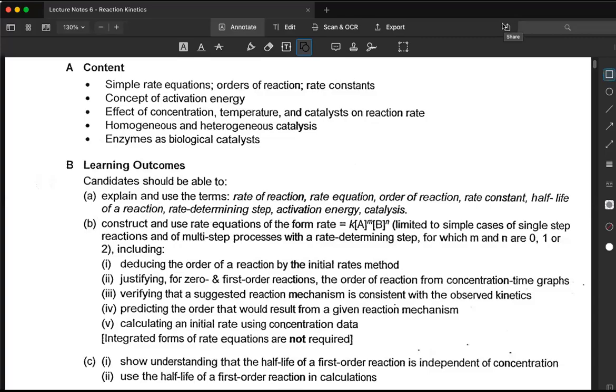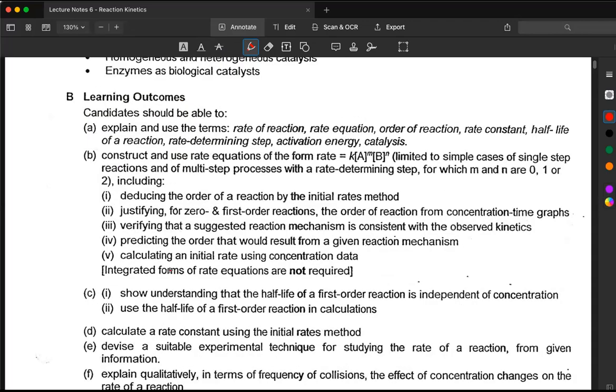Hello everyone. Today's lesson is going to be very long because this is a very big topic on reaction kinetics. So we are going to cover a lot of content today, but I will just focus on important concepts and not every single learning outcome. Okay, so we're going to look at what is rate of reaction, rate equation, how to construct rate equation and use it to determine the order of reaction and justify for zero and first order reaction.